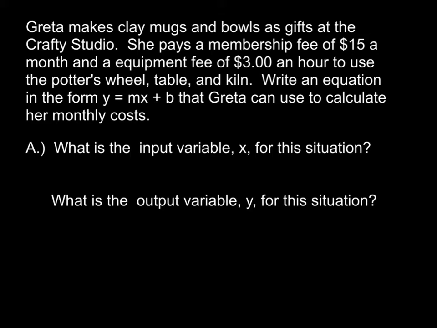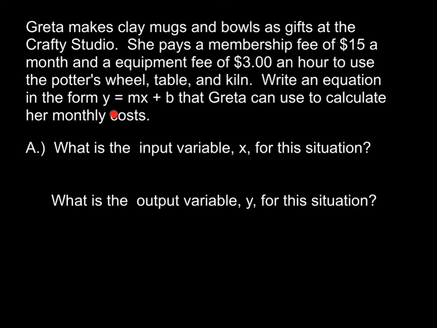At the top of page 391, we have this example here. It says, Greta makes clay mugs and bowls as gifts at the Crafty Studio. She pays a membership fee of $15 a month and that should be an equipment fee of $3 an hour to use the potter's wheel, table, and kiln. Write an equation in the form y equals mx plus b that Greta can use to calculate her monthly cost.